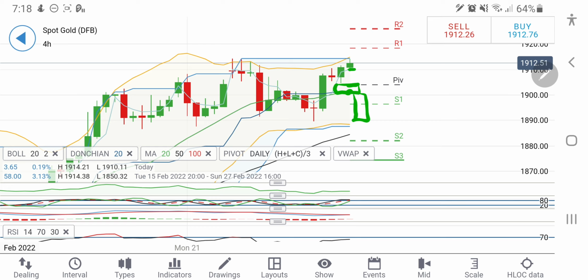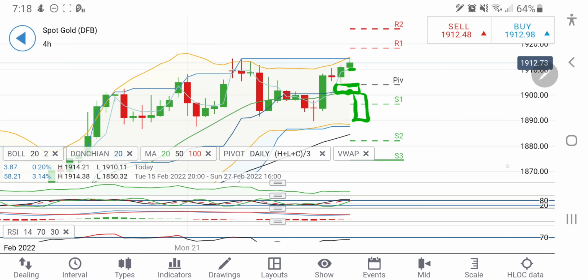If it drops, don't trade between 1904 and 1910. Don't trade in between these levels. If it breaks 1904, you can go short for 1900, a very strong support, and then towards 1895 and 1890 levels. Also on the upside, till the time it is above 1910, you can remain long. You can expect it to hit 1918, 1925 and 1930 levels for the day. So this is all for gold.